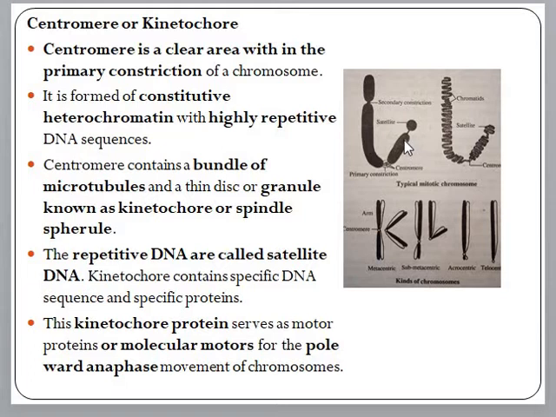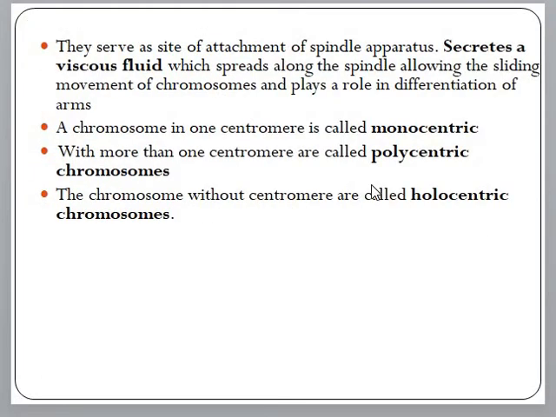The kinetochore contains a protein called kinetochore protein, or they are called molecular motors. They help the movement of chromosomes through the spindle apparatus towards the cell pole during anaphase. The spindle apparatus attaches to the chromosome during cell division at the kinetochore.